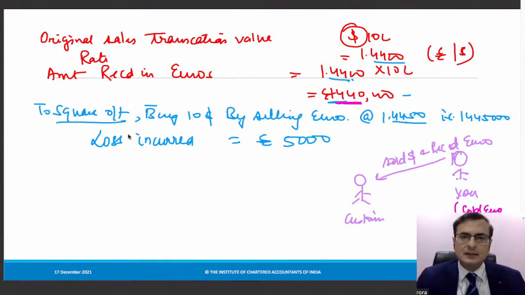Yeah, fine. Okay, done. So how much loss did you incur? You have incurred a loss of 5,000 euros. You have to convert this loss into rupees. That is your last thing. Okay, any doubts still here?